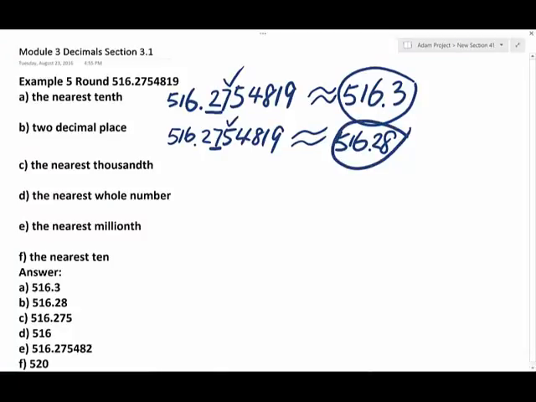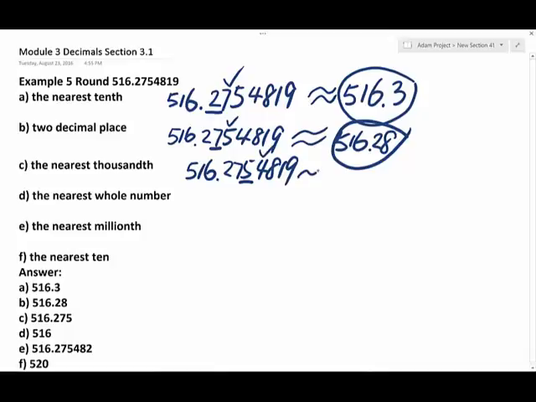516.28. The third one, we want to round it to the nearest thousandth. Okay, similarly, write the number 516.2754819. Now the thousandth digit is 5, so that's going to be our underlying digit. The critical digit is the ten-thousandth digit, which is 4.